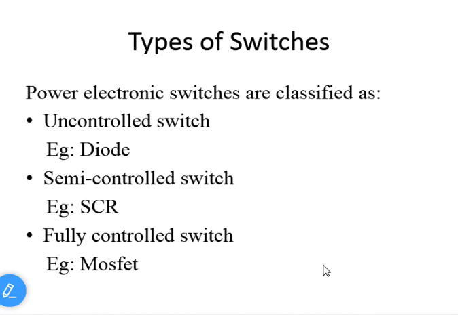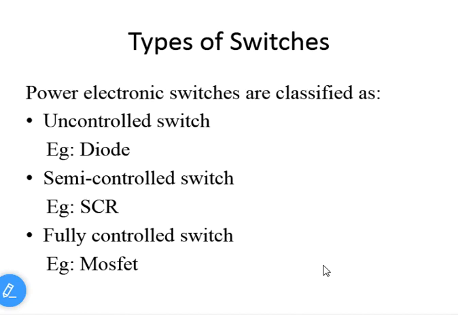So this gate signal can bring the SCR into conduction. Therefore it is called the control. Gate is considered to be the control signal. But with this same gate, I cannot bring a turned on SCR to the turn off condition. Meaning with the gate you can turn on the SCR, but with the same gate you cannot turn off the SCR. That's why it is considered to be a semi-controlled switch.